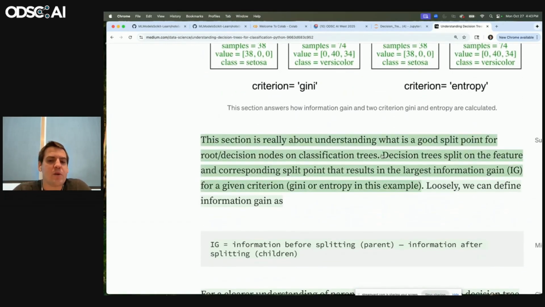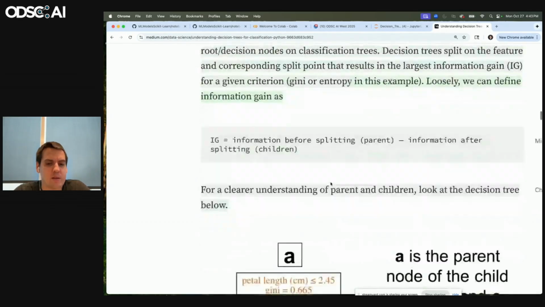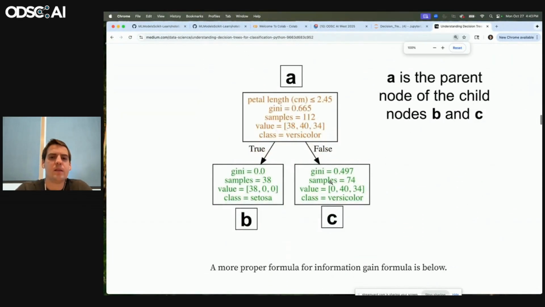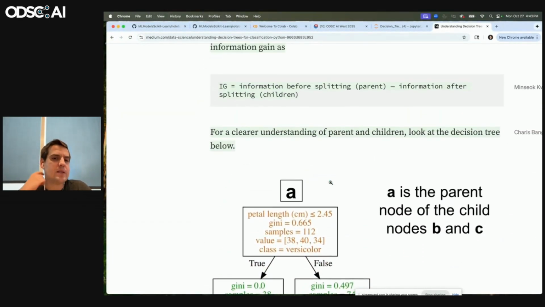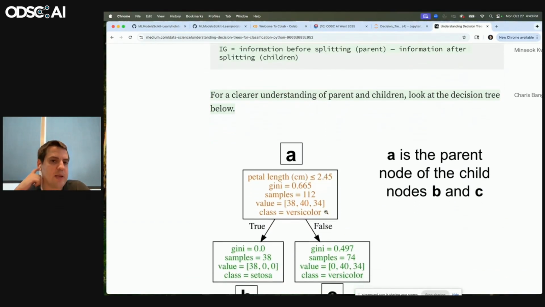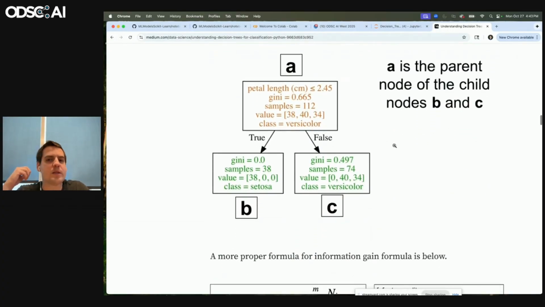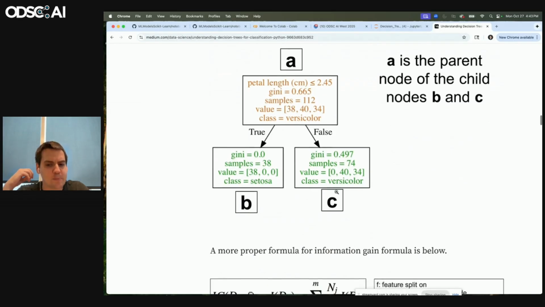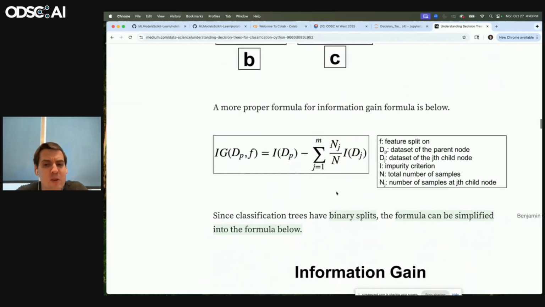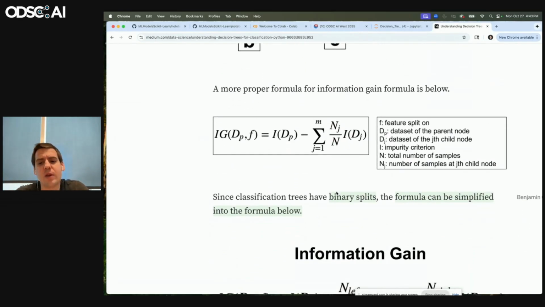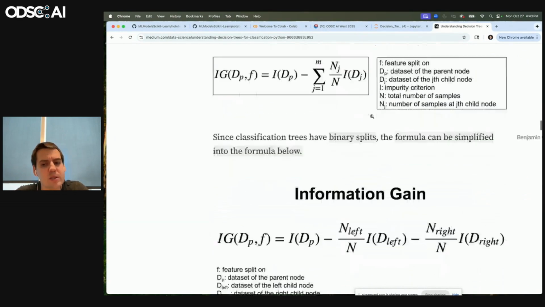And I mentioned before, decision trees for classification split on the feature and split point that results in the most information gain. And the way this works is information gain before splitting minus information gain after splitting. If you're curious about the terminology here, you call A the parent node of the child nodes B and C. And of course, there are formulas for this, and if you're curious about how this works, you can plug in numbers.